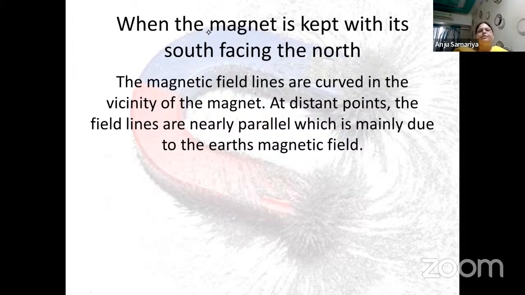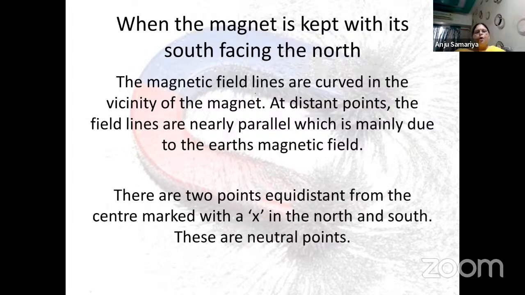When the magnet is kept with its south facing north, the magnetic field lines are curves in the vicinity of the magnet. At distant points, the field lines are nearly parallel, due to the uniform Earth's magnetic field. There are 2 points equidistant from the center marked as X on the North Pole and South Pole sides, and these are the neutral points.